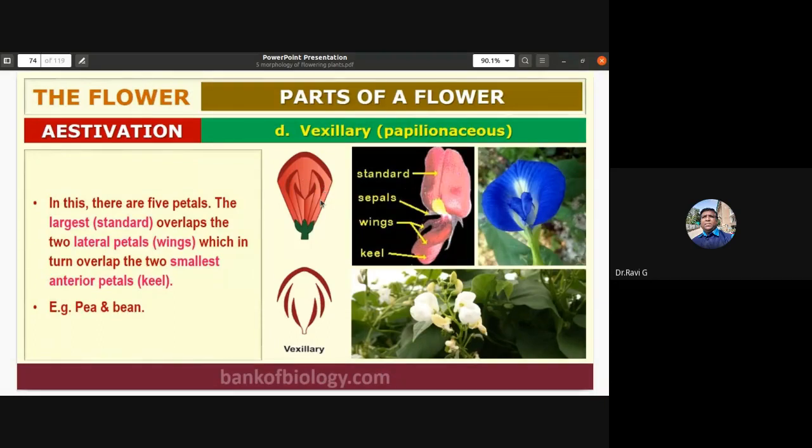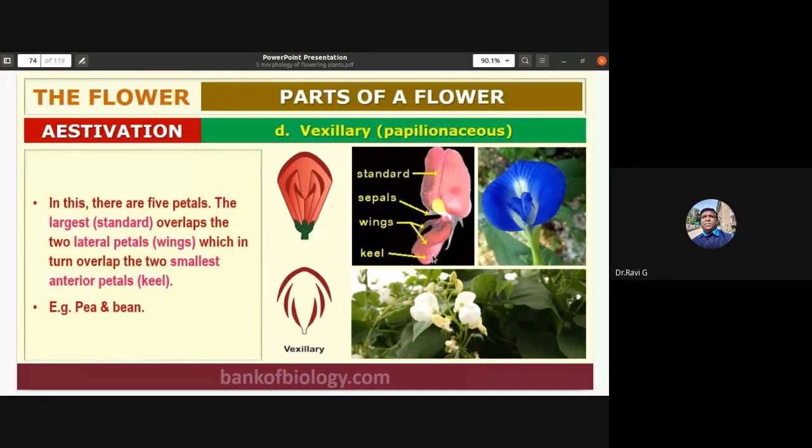This type of vexillary estivation you notice in the pea plant and beans. All the pulses exhibit this. All the plants which have a papillonaceous corolla exhibit this vexillary estivation, where the first petal is completely overlapping, that is, completely out. You can notice here the standard petal, which is large and completely overlapping. Then you find two petals which we call wings. The keel or carina is the boat shaped structure that is fused.